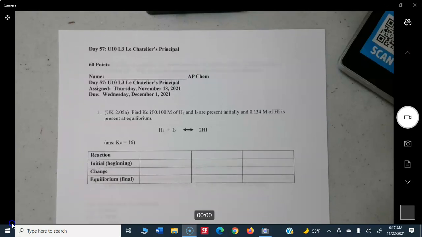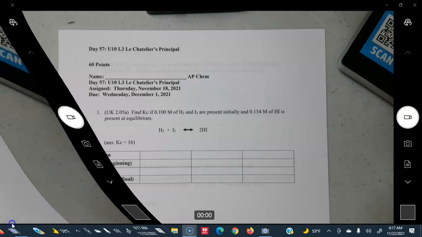Number one is a repeat of a problem you had on the last assignment. So see if you can do it. There's the answer right there above the ice table. Go ahead and see if you can do this on your own without reviewing your notes. But if you need to review your notes, go ahead and do that.